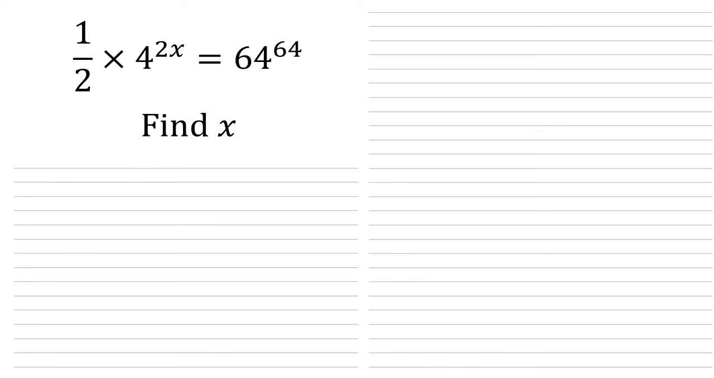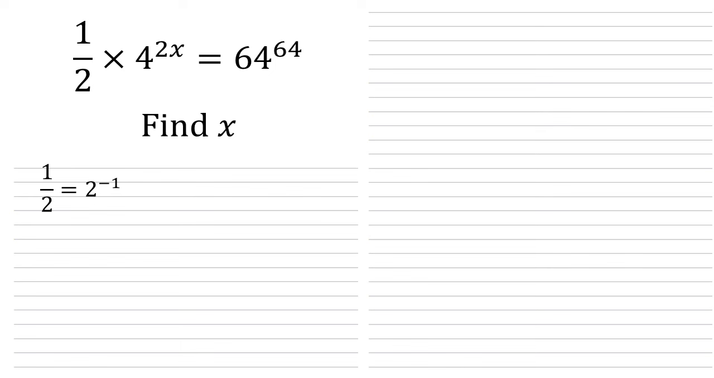And the first thing I would notice here is that we've got powers of 2. So a half is a power of 2, 4 is a power of 2, and 64 on the right hand side is also a power of 2. So let's try and convert these three things into powers of 2. So starting with the easy one, a half, so that's 1 over 2, so that can be written as 2 to the power of minus 1.